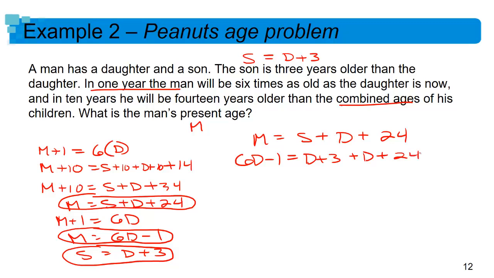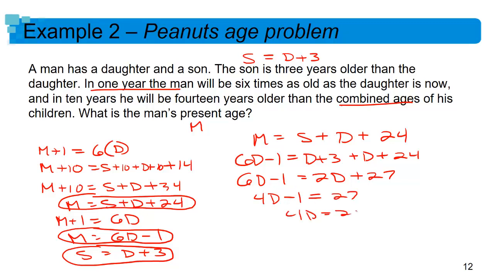And look at, we now have an equation with nothing but one variable. So clean it up, right? 6D minus 1 equals 2D plus 27. So we combined like terms on both sides of the equation. Now we're going to isolate our variable. We're going to bring the 2 over here so it keeps everything positive. We're going to have 4D minus 1 equals 27. Bring the 1 over there. 4D equals 28. Divide by 4. D equals 7. And remember, D is the age of the daughter now.